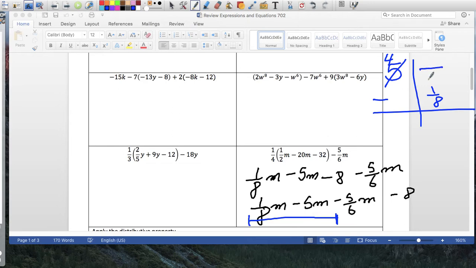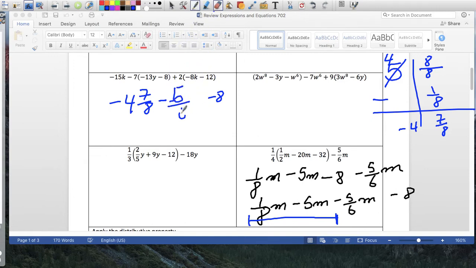And then here, I need to write something that's equivalent to 1. And because the denominator is 8, I'm going to choose to write 8 over 8. So 5 is the same thing as 4 and 8 over 8. So if I subtract this, I can. And that comes down. So I got negative 4 and 7/8m, which I'm now going to subtract, minus 5/6m, minus 8. Let me just write this down a little neater.